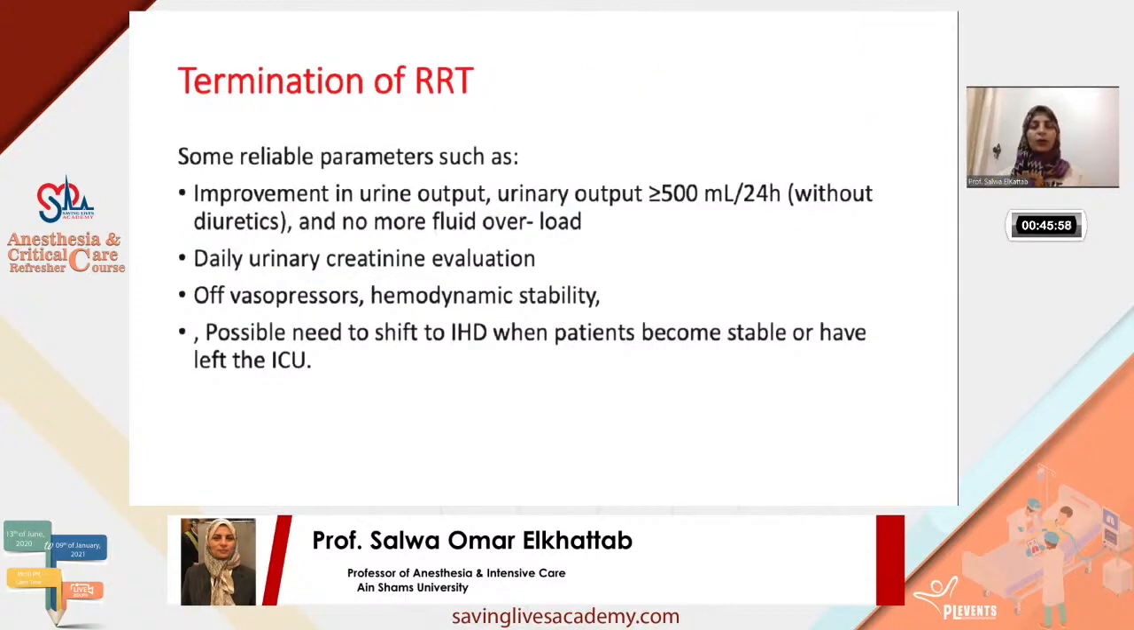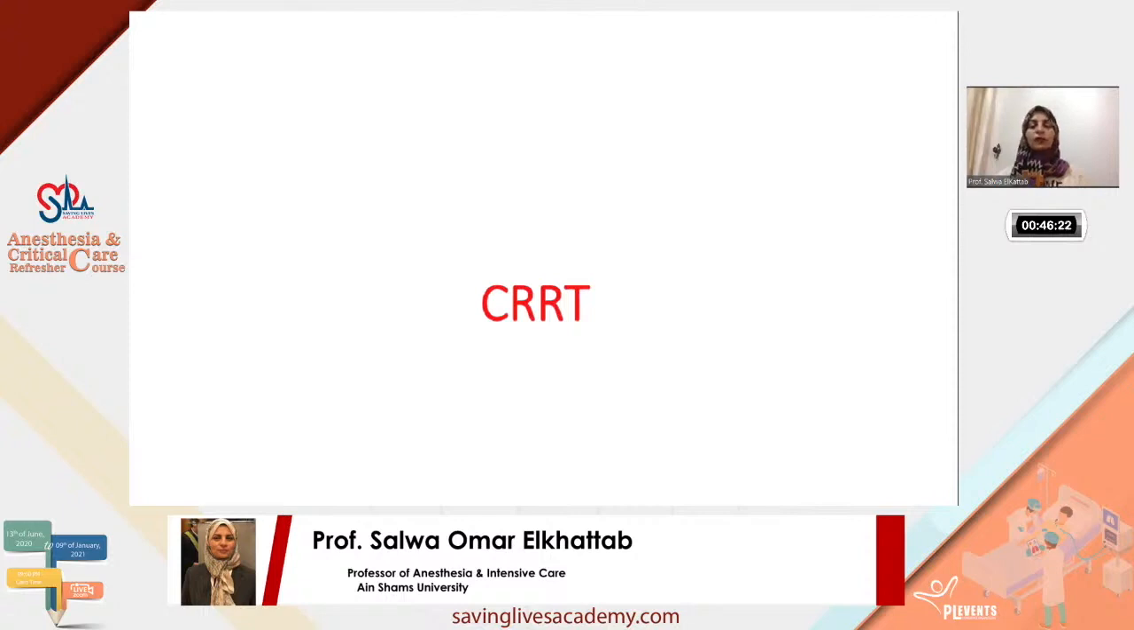Some reliable parameters to terminate or stop continuous renal replacement therapy are the improvement in urine output, being more than 500 per 24 hours, usually without diuretics, with no volume overload. The daily decreasing trend of urea and creatinine, and of course of vasopressors. You might shift from continuous to intermittent if the patient is still in need, or there is no more need for continuous, or if the patient left the ICU.